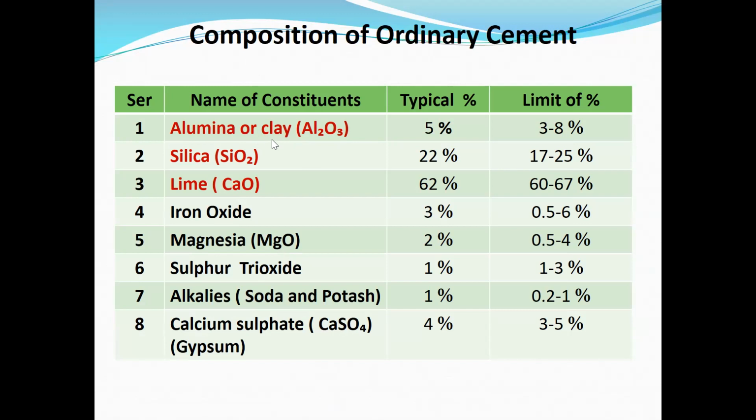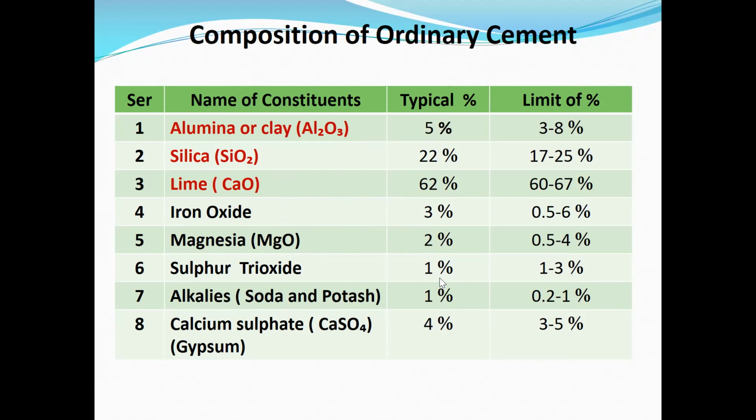So one is clay or alumina. This is the chemical formula. Normally, the typical percentage is 5%. Silica oxide is 22%, lime, the metal component, is 62%, and there are other elements like iron oxide, 3%, magnesium oxide, 2%, sulfur trioxide, 1%, alkalis, meaning sodium hydroxide or potassium hydroxide, 1%, then gypsum. I said the gypsum is added, it's 4%.